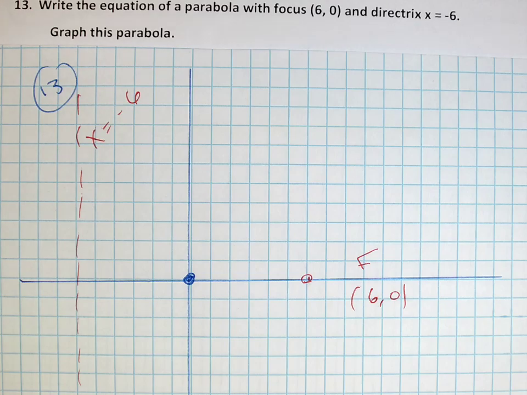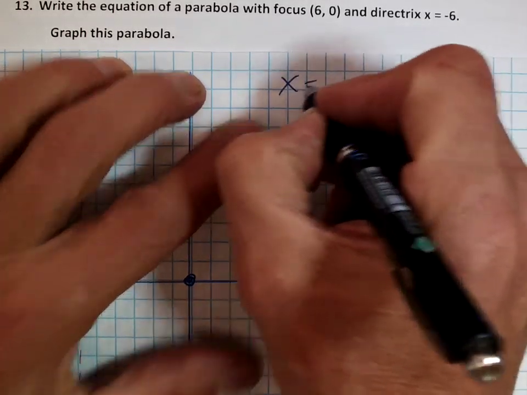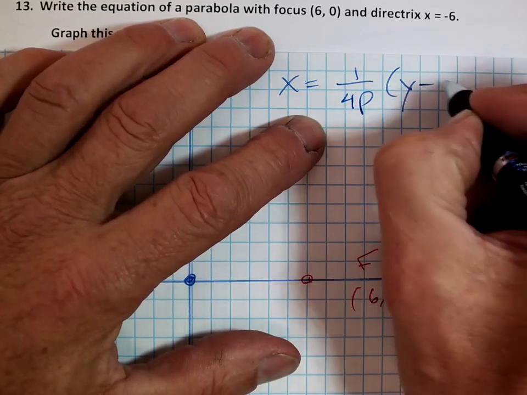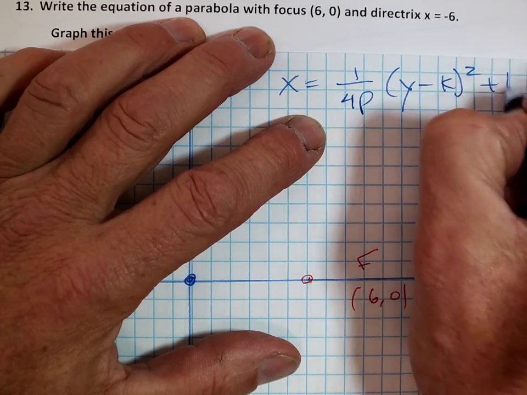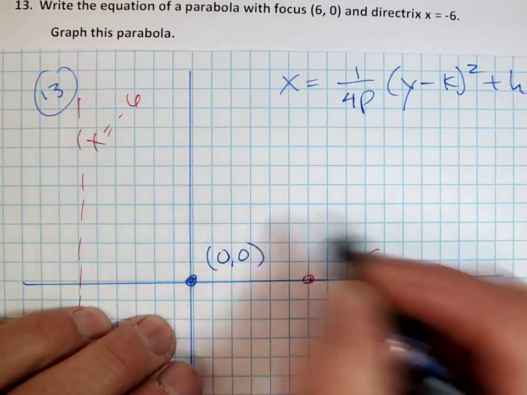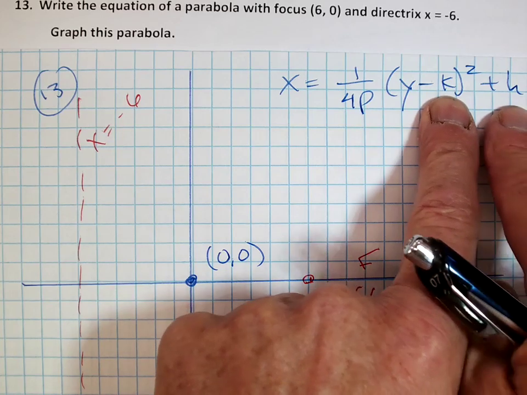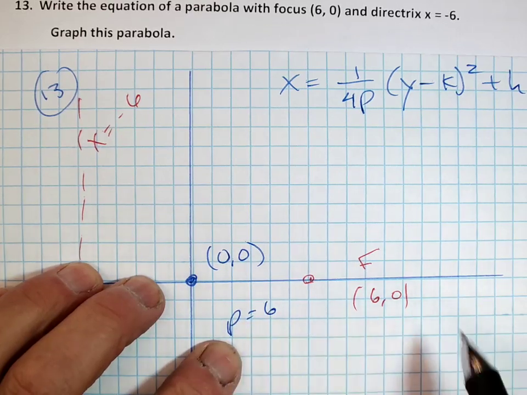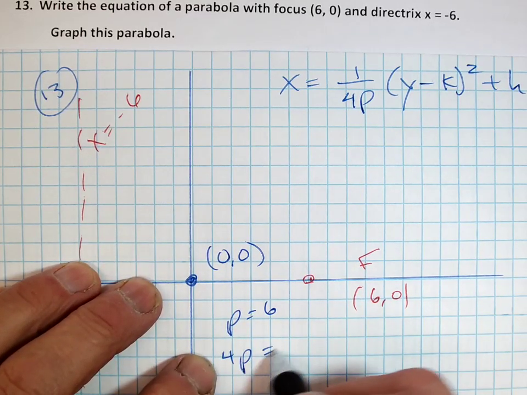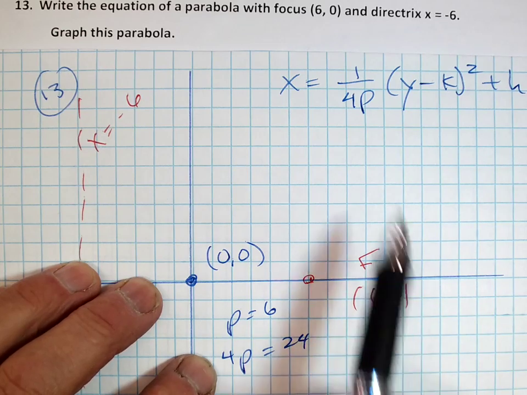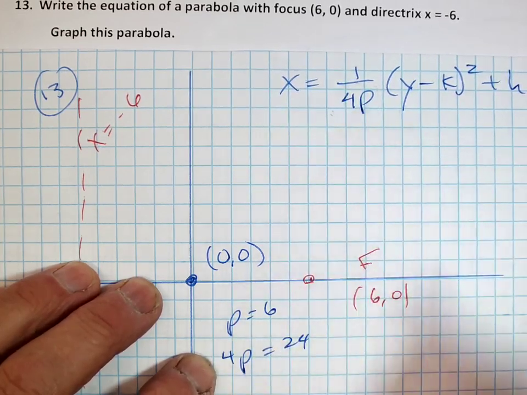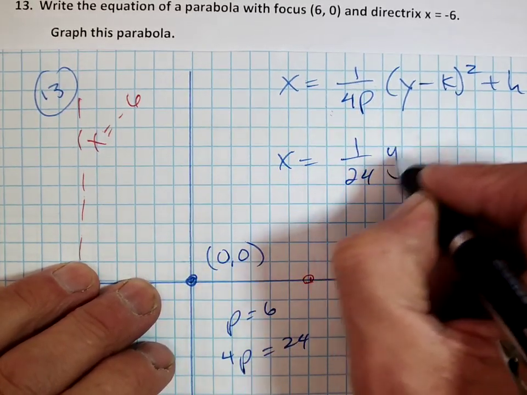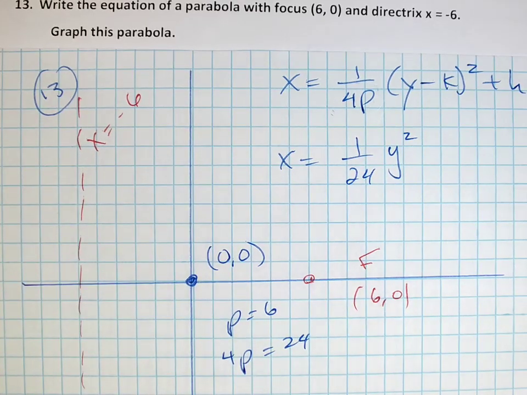All right. Now, we're going to use x equals 1 over 4p times y minus k squared plus h. Now, since the vertex is at 0, 0, h and k are 0. So we won't need those, right? So p is 6. Therefore, 4p is 24. So I'm going to put 24 right there. So my answer is going to be x equals 1 over 24 y squared. And I don't need h and k because they're 0.